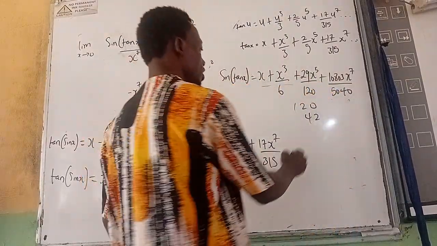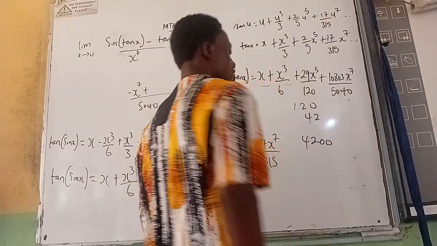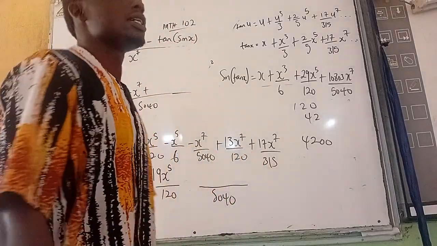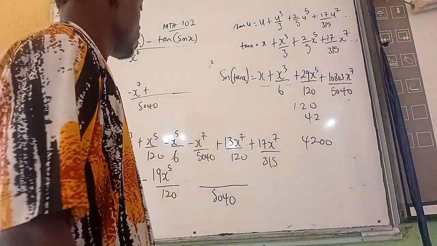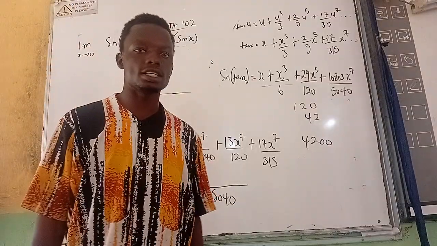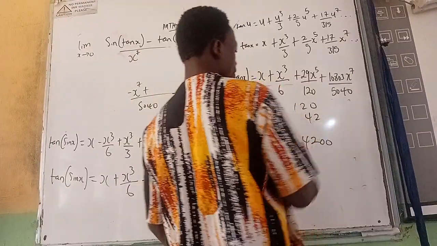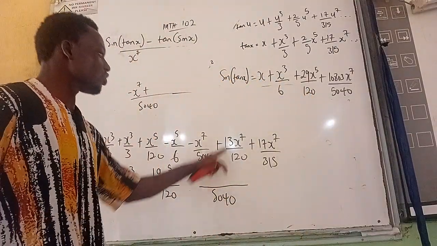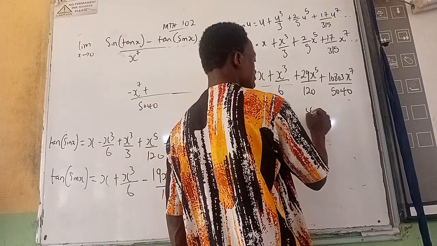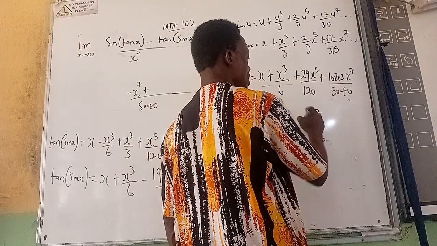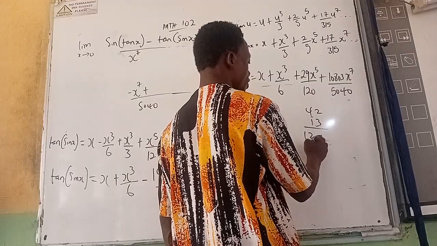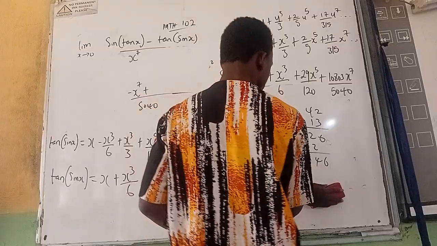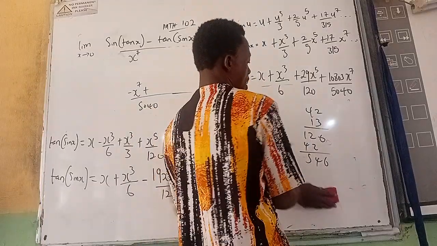42 times 100, 4,200. 42 times 20, that's 840. If you add 840 to this, that's 5040, so that's 42. So 120 this 42. 42 times 13: 3 times 2 is 6, 3 times 4 is 12, 1 times 2 is 2, 1 times 4 is 4. So here we have 546. Yeah, I hope I'm right.